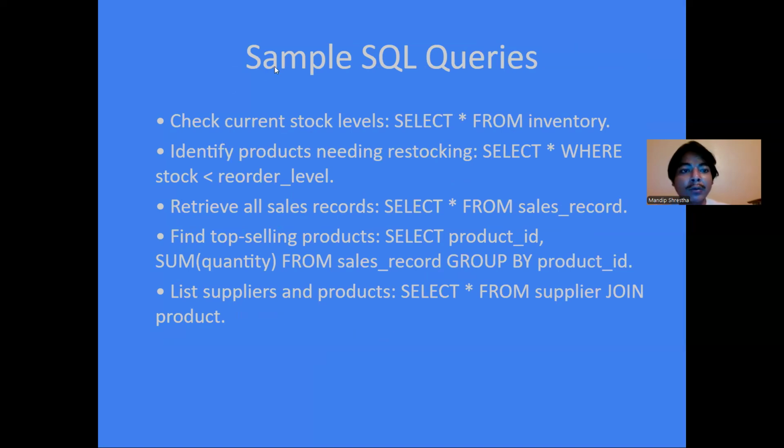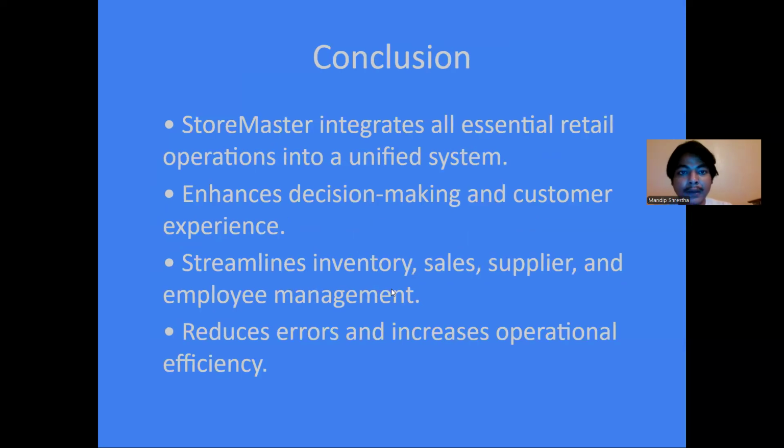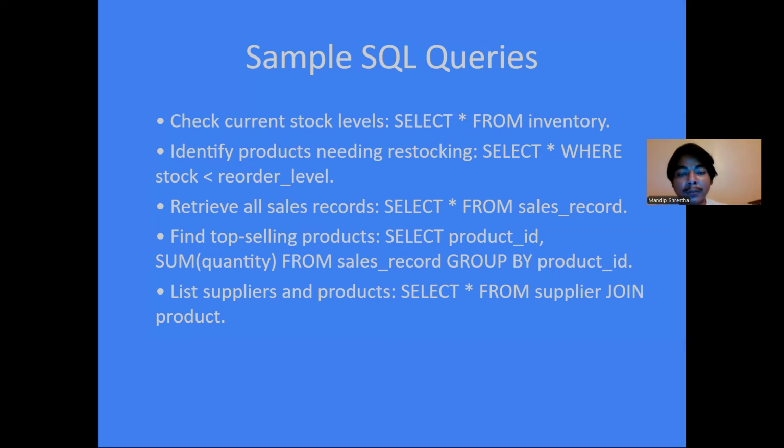Here are some sample queries: checking the current stock level, identifying products needing restocking, retrieving all sales records, finding top selling products, and listing suppliers with the products that they supply to our store. So these are some of the queries that we have over here. Later in the project demo, I will be discussing more about the queries, that are the functionalities of my StoreMaster database system.